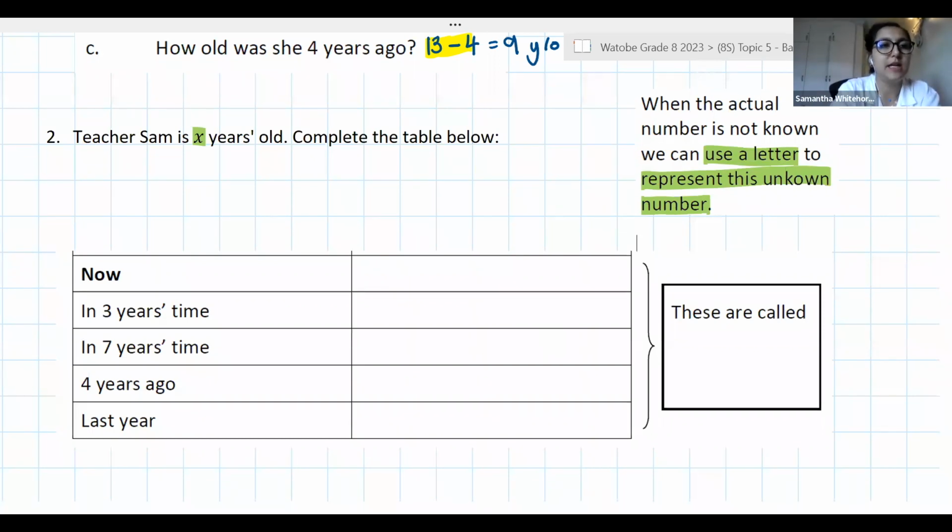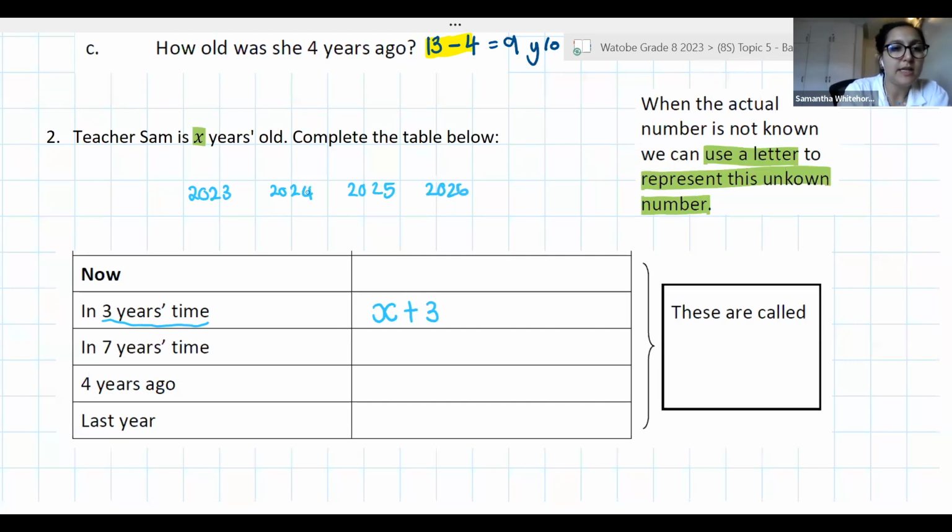Okay, so teacher Sam is X years old. That's me. I'm some age. And now we want to write down my age under different scenarios. So the first one says, how old will I be, or what is my age in 3 years' time? So I'm currently X. In 3 years' time, I will be X plus 3. If we think about it like this, we're in 2023. 3 years' time will be 2026.